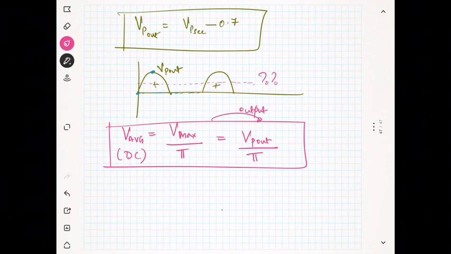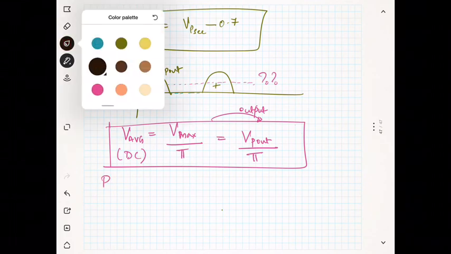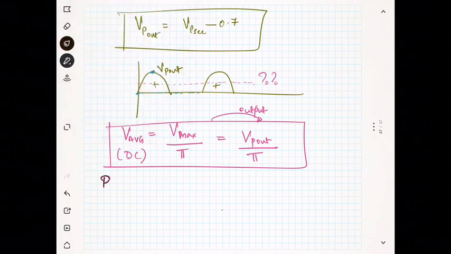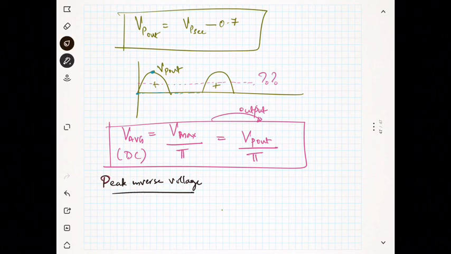Now there is one more parameter. It is nothing but the peak inverse voltage. Okay, peak inverse voltage. What is this? We will talk about this thing.